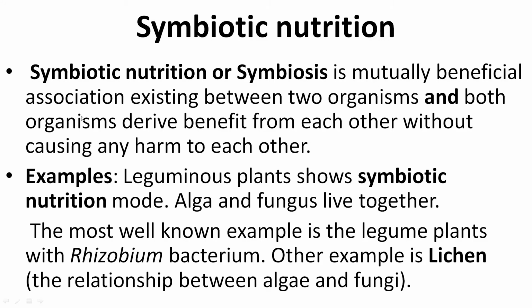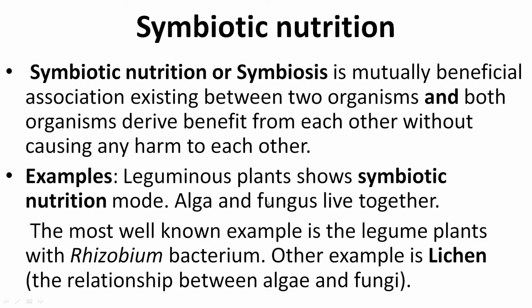See, symbiotic nutrition or symbiosis is a mutually beneficial association existing between two organisms, and both organisms derive benefits from each other without causing any harm to each other. See examples: leguminous plants show the symbiotic mode of nutrition. Alga and fungus live together. The association of alga and fungi is known as lichen. Lichen is a relationship between algae and fungi.